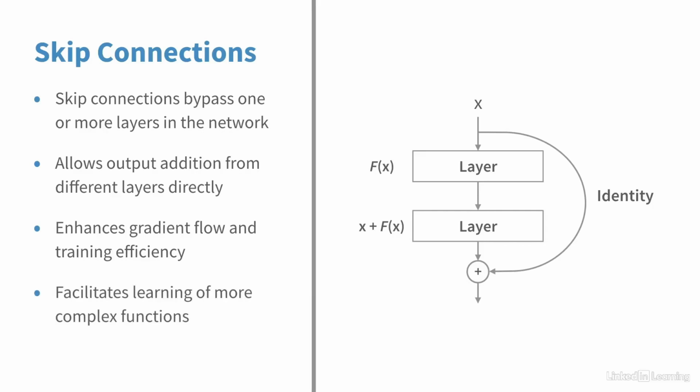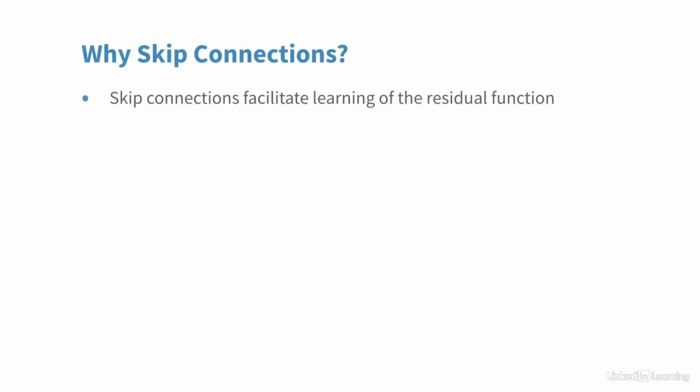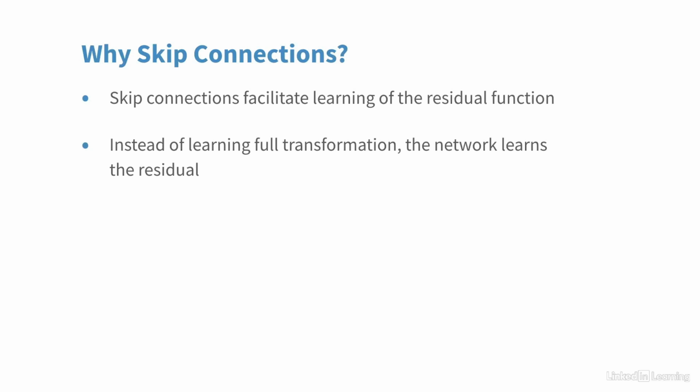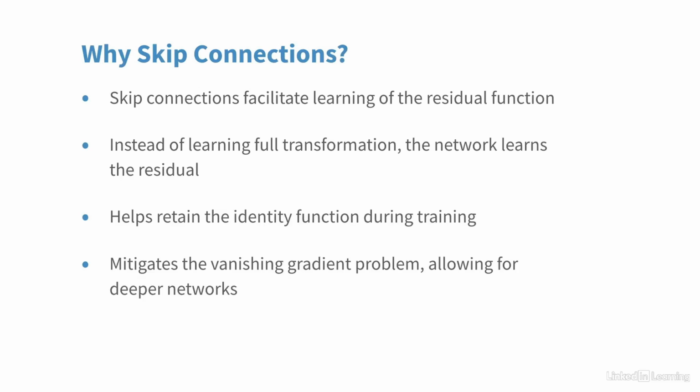This also enables the network to learn more complex functions by allowing the input to propagate through different paths in the network. The key idea behind skip connections is to learn the residual function, which represents the difference between a layer's input and output features. Instead of learning the entire transformation, the network learns the residual, which makes it easier for the model to retain the identity function during training. This technique helps mitigate the vanishing gradient problem and allows the training of much deeper networks without sacrificing performance.